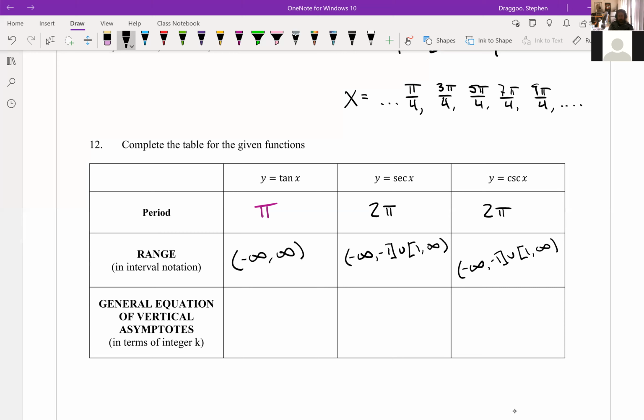And then for that general equation of vertical asymptotes, we just looked at tangent x. It was pi over 2 plus k pi. Secant, which is also a function with a denominator of cosine, right? Tangent and secant both have a denominator of cosine, so they both have the same equation for vertical asymptotes, pi over 2 plus k pi, because cosine is 0 at pi over 2. But cosecant and cotangent both have sine as a denominator. So their asymptotes are just at k pi, x equals k pi.